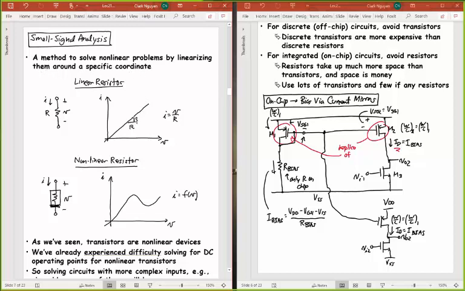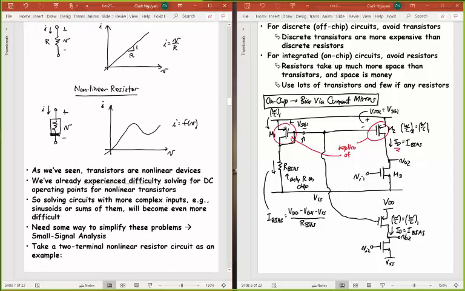And so what do I mean by that? We talked about linear and nonlinear resistors before. In our linear resistor, there's a straight line in the IV characteristic, I equals V over R. Our nonlinear resistor has a different symbol here, and it can now look like a curve in the IV plane. So I have to say that I is equal to some function of V, and this could be some nonlinear function. And as we've seen, transistors are nonlinear devices, right?